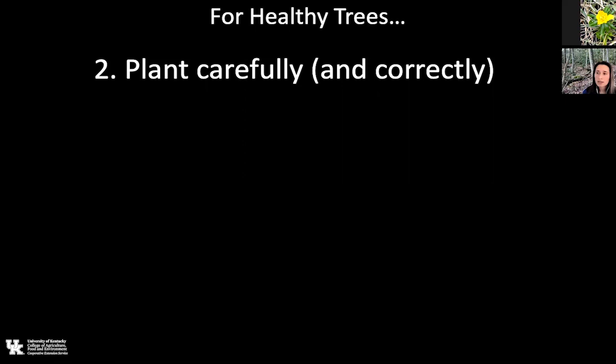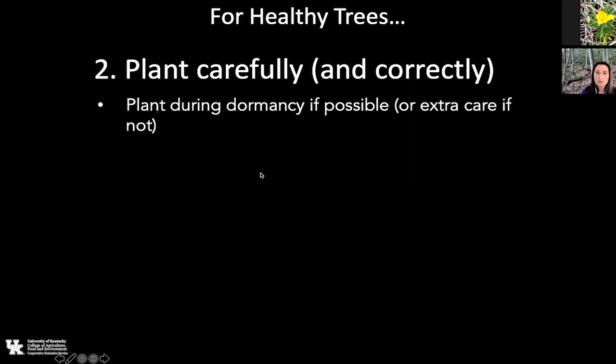But a few rules of thumb for planting in the landscape setting would be, if possible, plant during dormancy. So plant after the trees have lost their leaves in the fall. Fall can be a great time to plant. Or plant in the spring, early. I think that helps the tree because it gives them a little time to establish before the heat of summer.